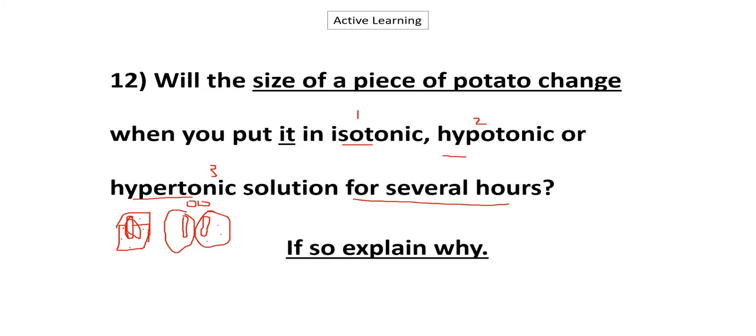So now you need to think about what will happen with the size of the potato. These pieces of the potato are made up of cells. So if cells change size, this little piece of potato will change size also. So think about this, draw a picture, and we will discuss this during our lab.